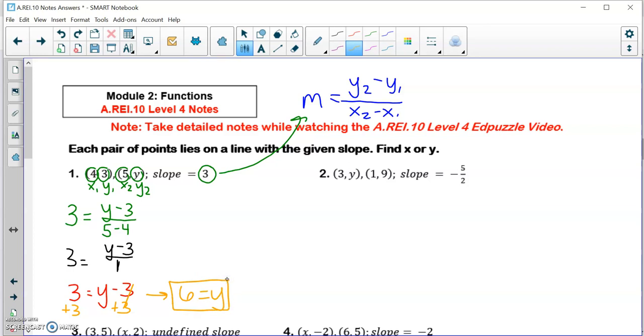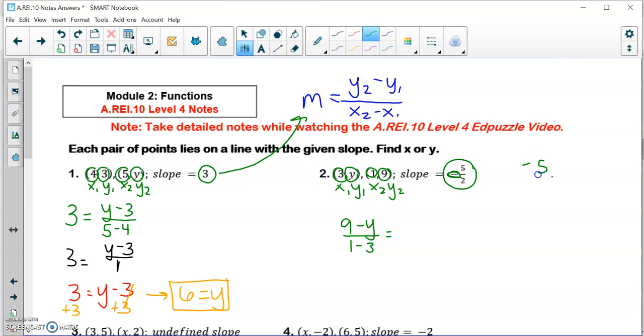All right, same thing with number 2. I have 2 points. I'm going to label x1, y1, x2, y2. So now I'm going to do the slope formula, y2 minus y1 all over x2 minus x1. And I'm going to set that equal to my slope. However, I am going to assign the negative to either my numerator or my denominator, but not to both.